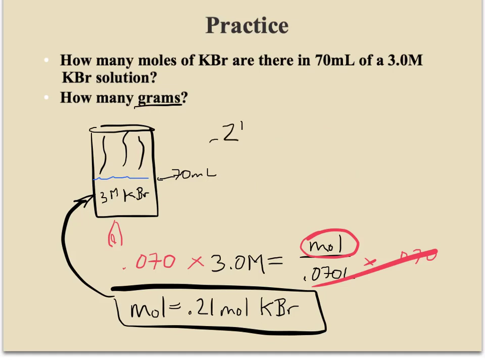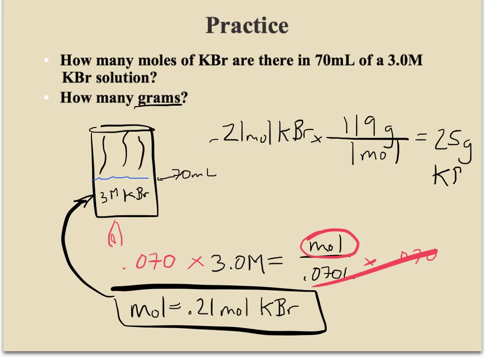We have 0.21 moles of potassium bromide. And we know that potassium bromide has a certain number of grams for every 1 mole. So how many grams is there per mole for potassium bromide? We add it up on our periodic table, and we see that there is 119 grams for every 1 mole for potassium bromide. So we just multiply 0.21 times 119. And we find out that with sig figs, there would be 25 grams of potassium bromide inside of that solution.